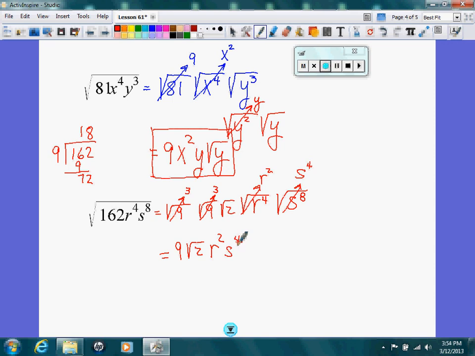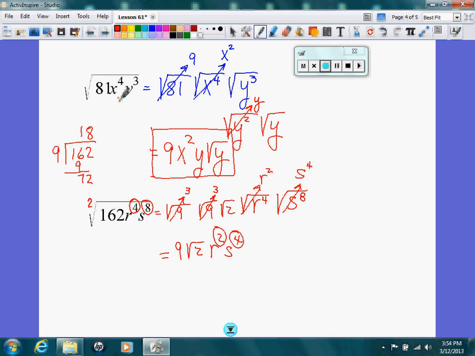Now a little trick here on taking the roots of variables that I'll show you. You notice that this exponent 4, what was our root here? 2. Well, will 2 divide into 4? Yes, it will. 2 divides into 4 2 times. Will 2 divide into 8? 8 divided by 2 is, in fact, 4.